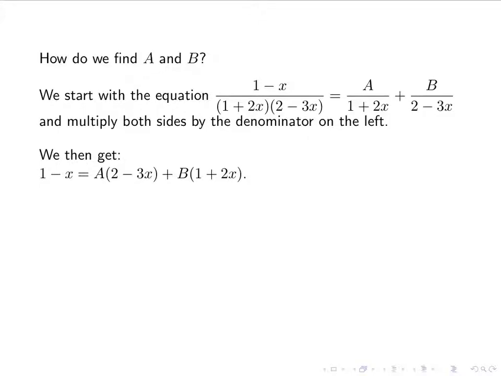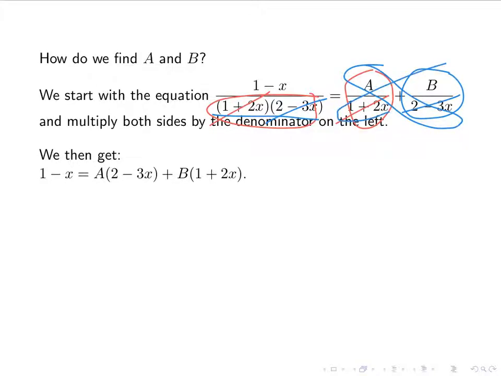So if I do that, if I multiply the left side by the denominator of the left side, it cancels and I'm left with just the numerator. And then if I multiply this term by my denominator, the 1 plus 2x's cancel and I'm left with a times 2 minus 3x. And then when I multiply my second term by my denominator, my 2 minus 3x cancel, and I'm left with b times 1 plus 2x. You can kind of think of it like cross-multiplying. I'm taking a times the other denominator plus b times its other denominator.